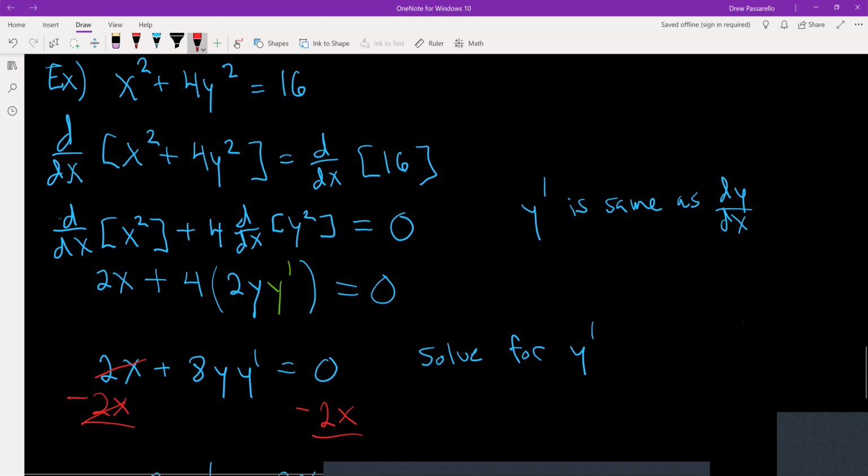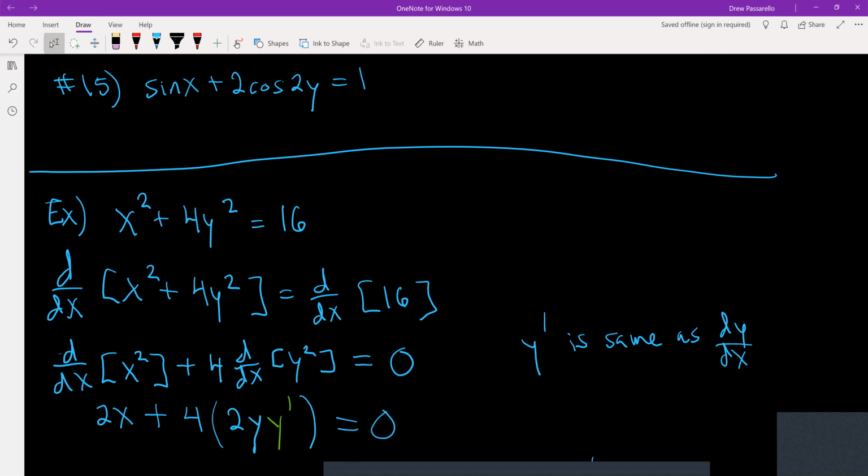All right, so just to recap, we're doing implicit differentiation. The first step you do is differentiate both sides with respect to x. So that's why I have the operator d dx on both sides. For the left side, I applied the derivative operator to each term. So that's why it says d dx of x squared. And then for the 4y squared, I just brought the 4 in front of the operator since it's a constant. So I have 4 and then d dx of y squared, and then equal to 0 because derivative of 16 is 0 since it's a constant.